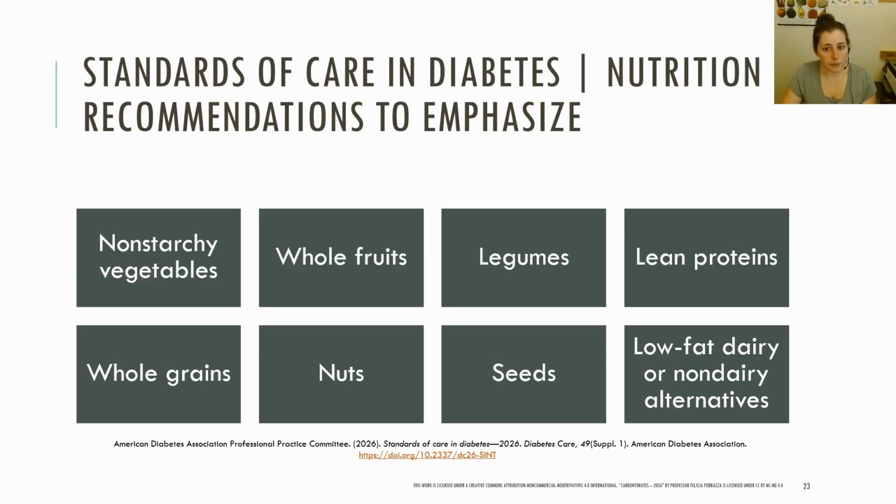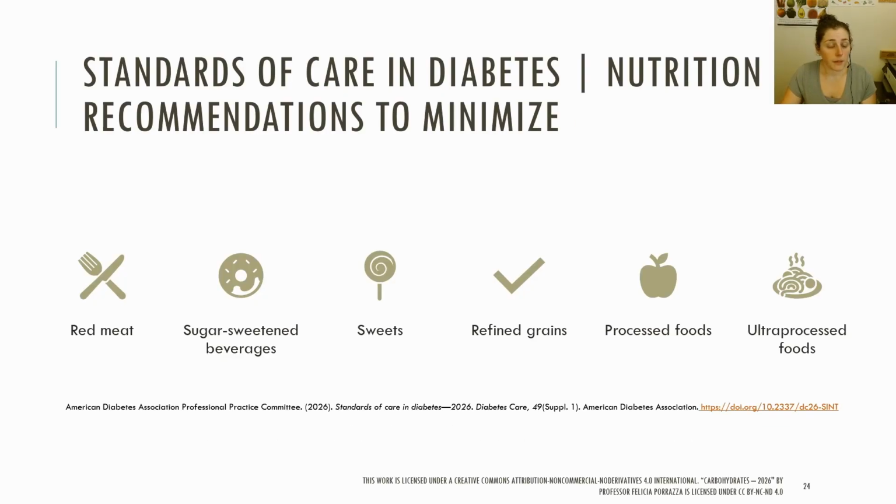We are going to focus primarily on the dietary portion of this, specifically the nutrition recommendations and those core components among different dietary patterns. So the core components to emphasize include non-starchy vegetables, whole fruits, legumes, whole grains, nuts, seeds, and low-fat dairy products or non-dairy replacements. It is recommended to minimize consumption of red meat, sugar-sweetened beverages, sweets, refined grains, and processed and ultra-processed foods.